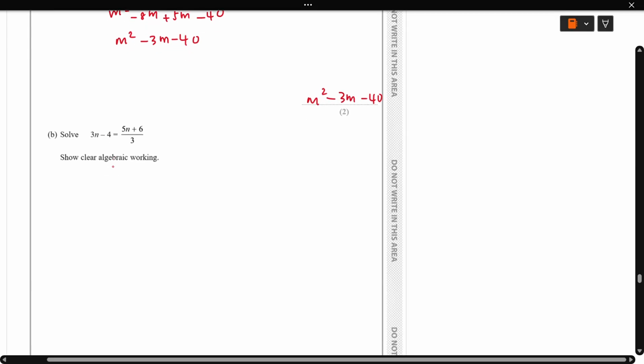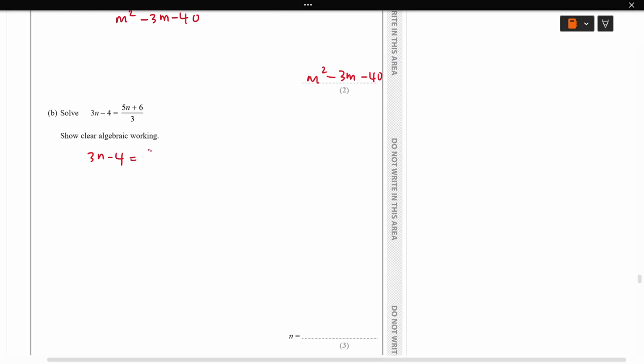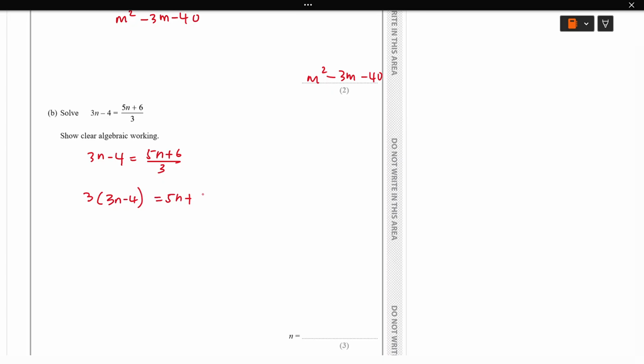Next, solve for n. So (3n minus 4) over 3 equal to (5n plus 6)... when I bring the 3 to the left side, it's going to be a multiply. So 3 times (3n minus 4) equal to 5n plus 6. Now I'm expanding: 9n minus 12 equal to 5n plus 6.